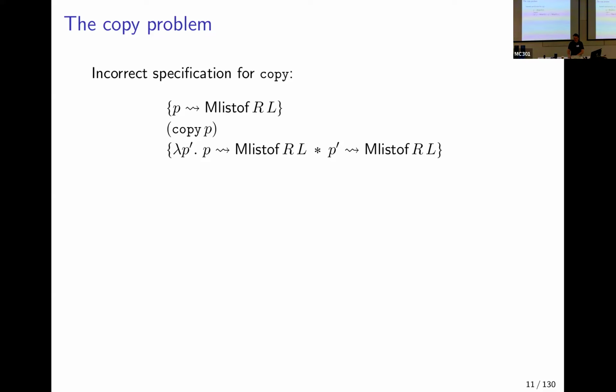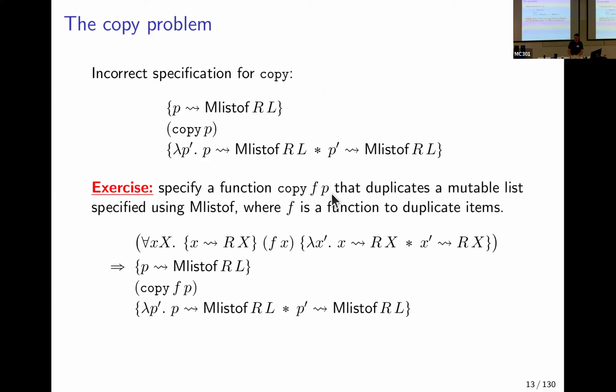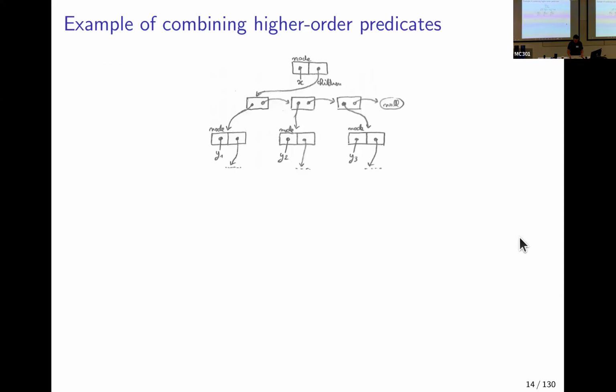And so to have this specification, this conclusion where it's separated, you would need to have a function that does a copy of each element for you. And so if you have a copy f where f copies those R's, basically if f is a copy function for R, then copy f is a copy function for M list of R. All right. Yes, so we should move on.